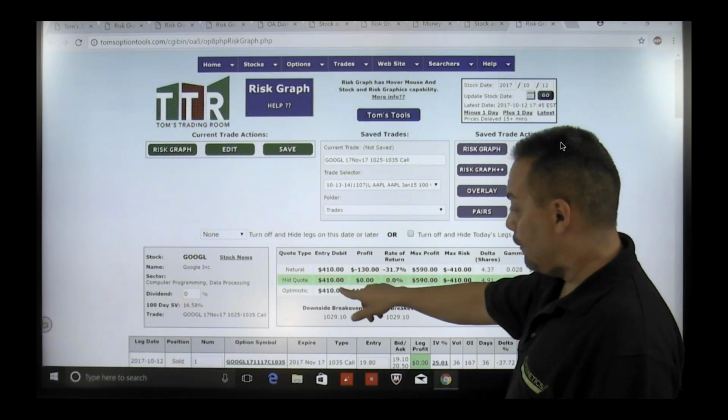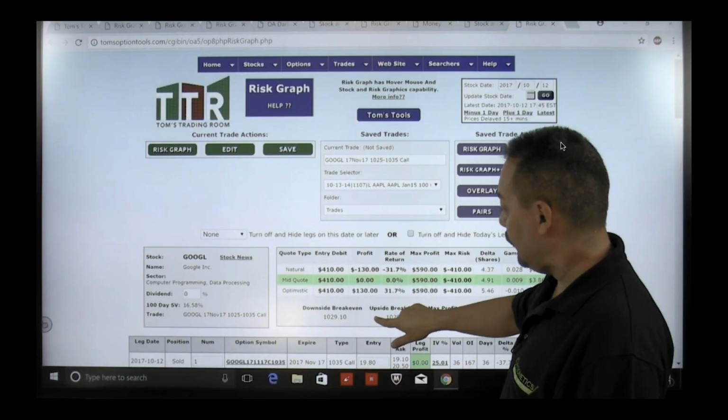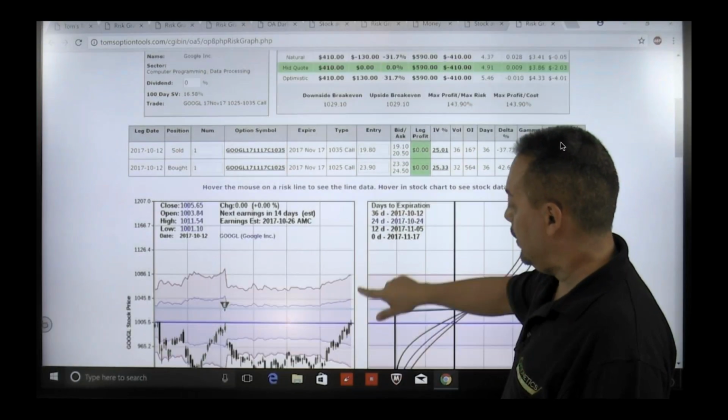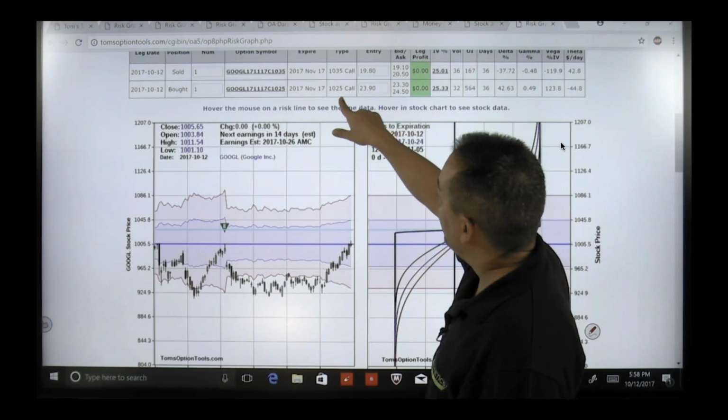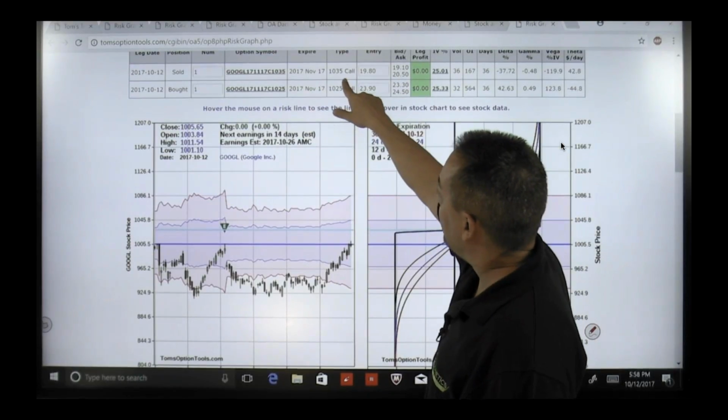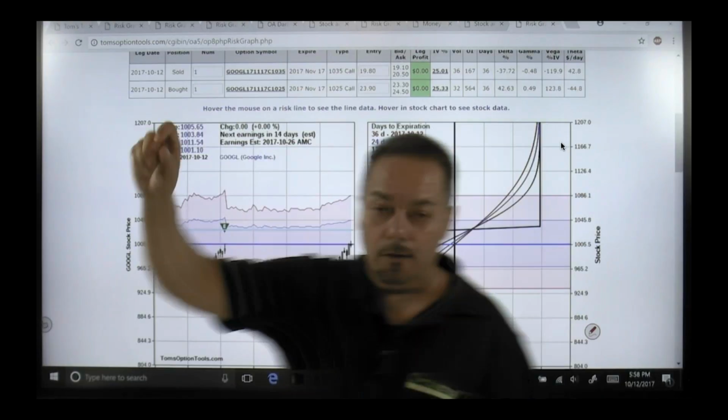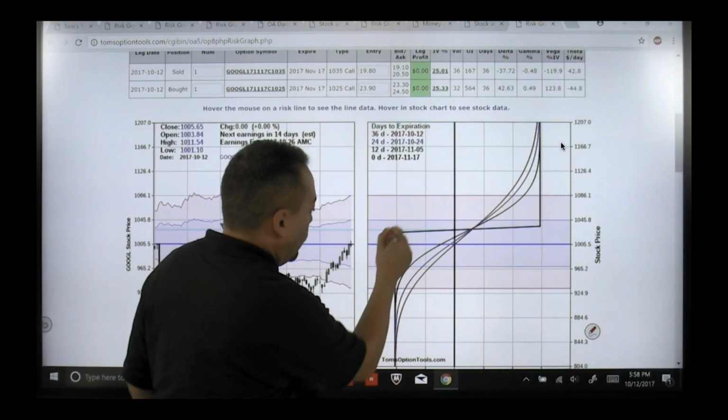And now I'm going to see a risk graph that appears on the screen, that $410. I was close. I thought it was going to be 400. Here's what your trade looks like. Buying the 1025 calls for November 17th, selling the 1035 calls for November 17th. Move on over. Here is our risk.